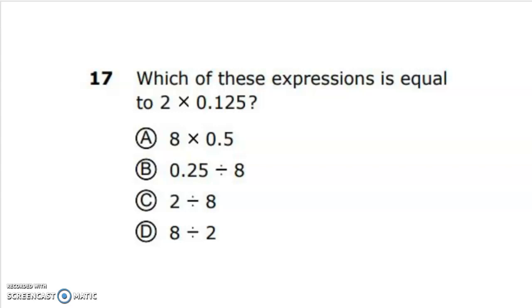Which of these expressions is equal to 2 times 125 thousandths? A. 8 times 5/10. B. 25 hundredths divided by 8. C. 2 divided by 8. D. 8 divided by 2.